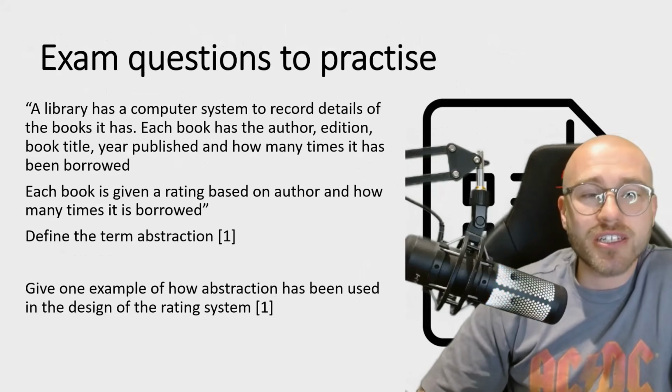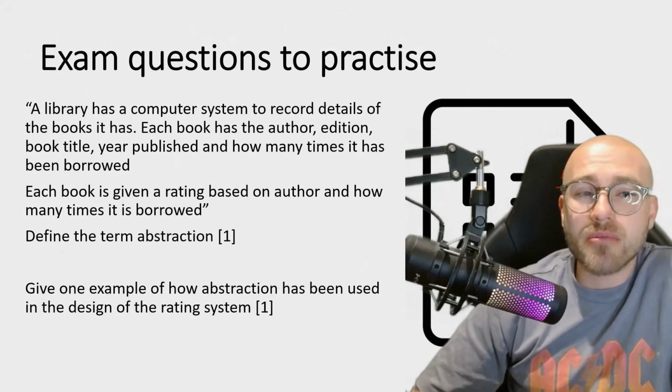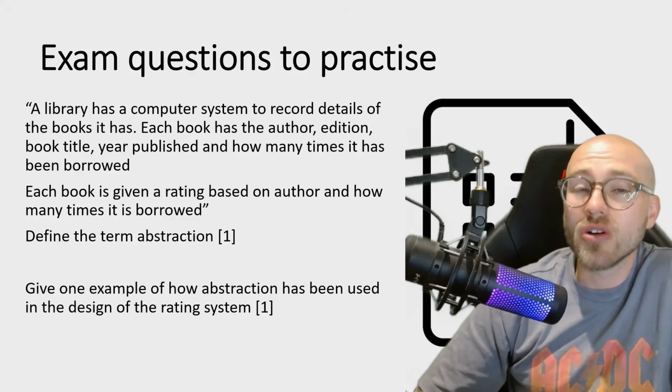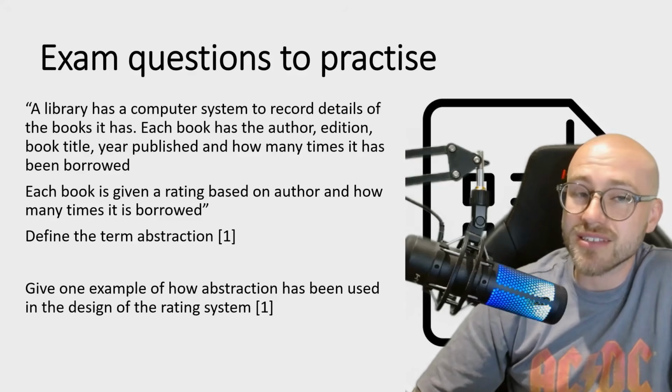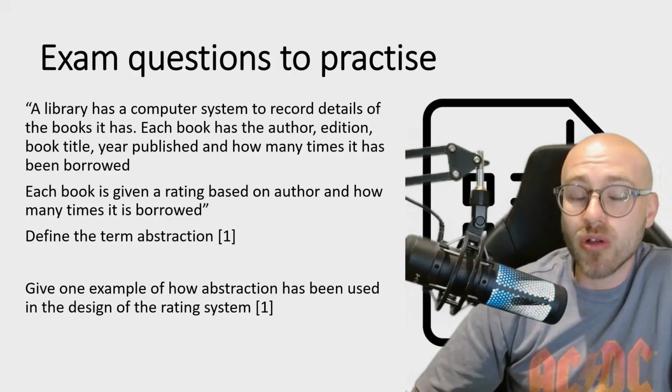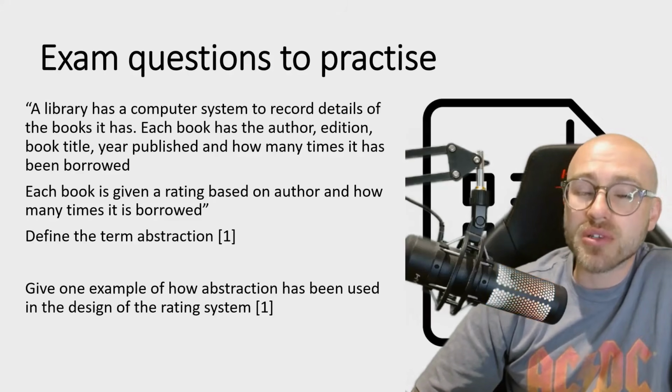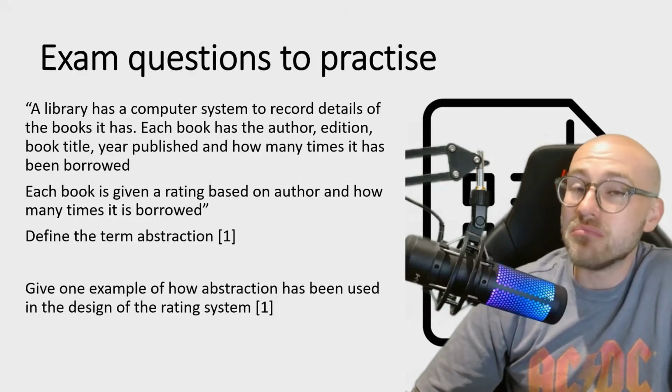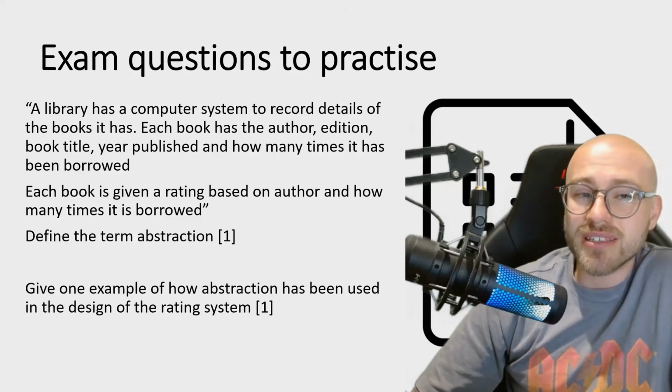Okay, so we've got a practice question for this topic. A library has a computer system to record details of the books it has. Each book has the author, edition, book title, year published, and how many times it has been borrowed. Each book is given a rating based on author and how many times it is borrowed.